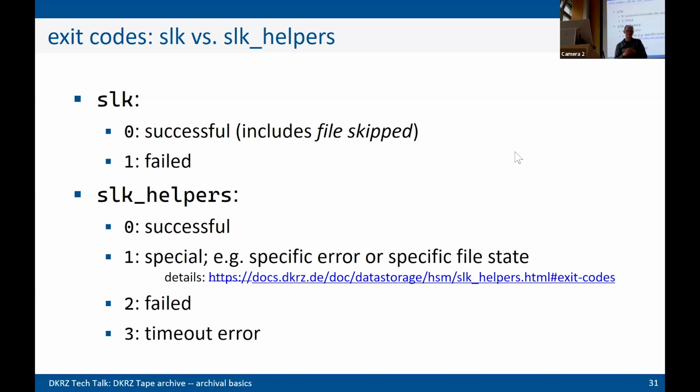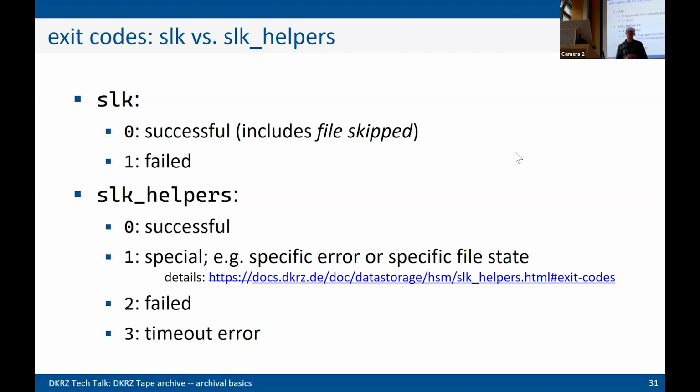Some other command line tools like ls or grep also have this more granular. And 0 means successful or yes. And 1 is something special. I will show you on the next slide what's special. 2 is a general error or general failed, and 3 is a timeout error.